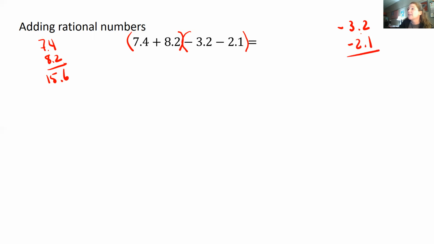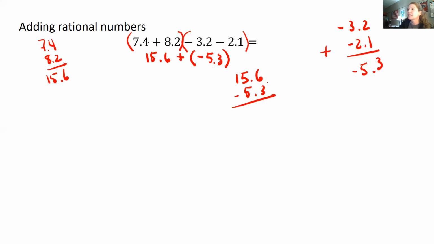They're both negative, so we're actually going to add them, basically, right? 2 plus 1 is 3. 3 plus 2 is 5. So now we have positive 15.6 combined with negative 5.3. So now we have a positive and a negative together. So what would we do? Positive and negative, we are going to end up subtracting, and we keep the sign of the bigger digit.